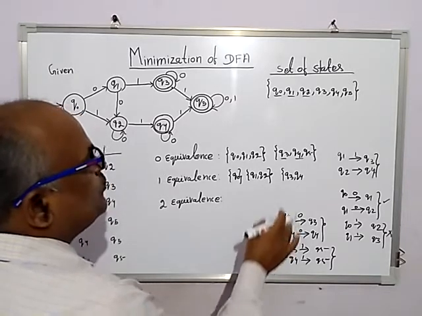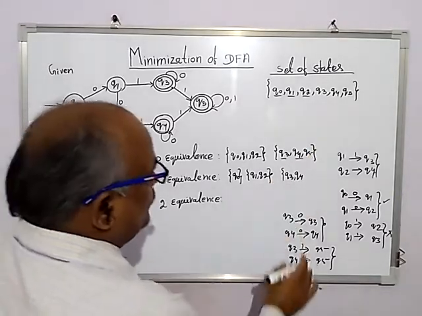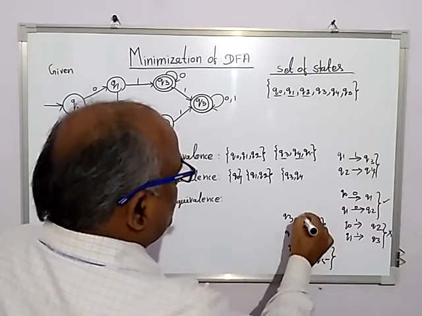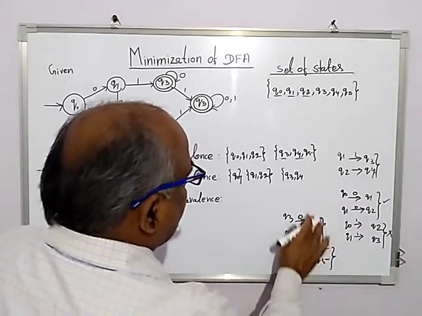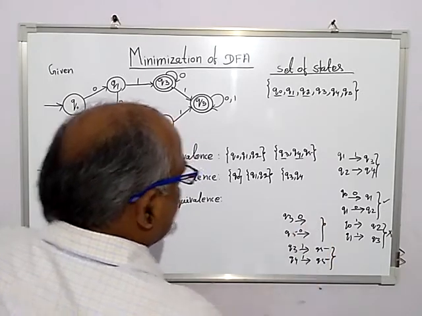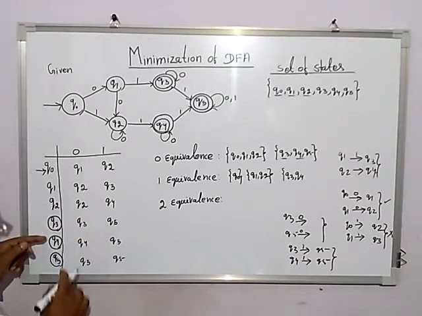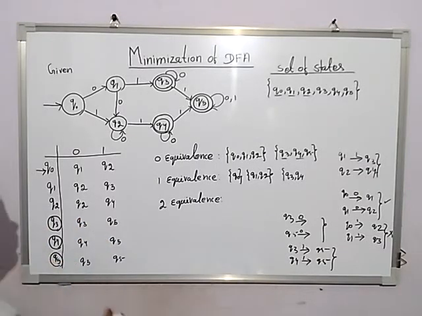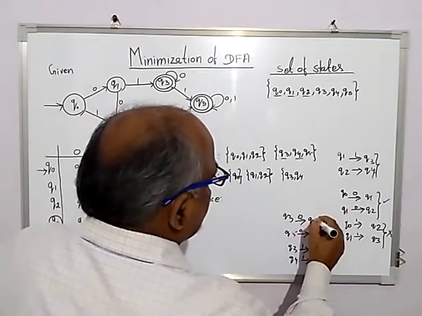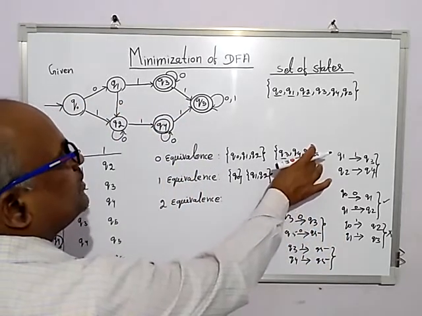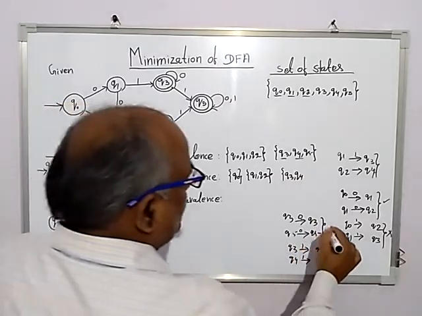That's why I have to check for Q3 and Q5. Q3, this is Q5. So Q3 for 0 input, what will happen? Q3 for 0 input and Q5 for 0 input. Q3 for 0 input, it will go to Q3. Q5 for 0 input, it will go to Q5. So this is Q3, Q5, Q3 and Q5. These are available in the same state. So this is one equivalent.